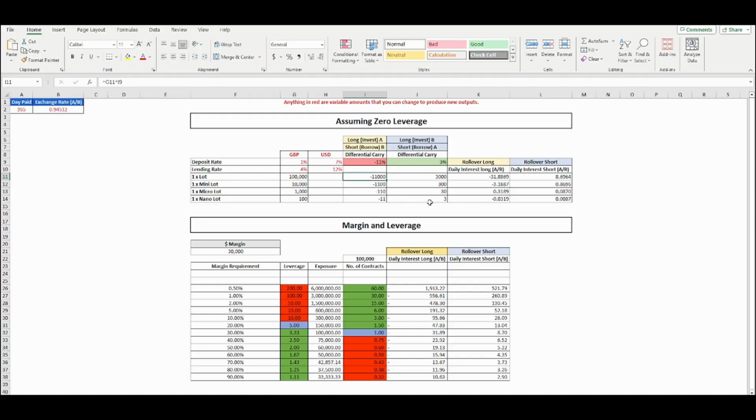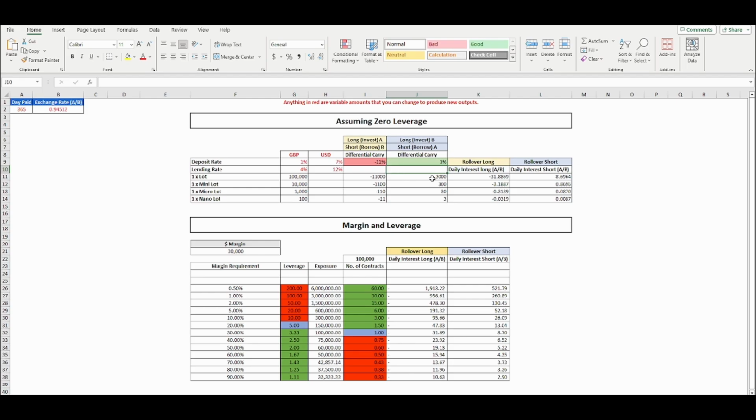And on the other column here, this is the blue column. This is if you were to actually short GBP USD at this present time with the current deposit and lending rates of both assets. So if you were to go long currency B, which is USD, and short currency A, which is GBP, the difference is positive 3%, because remember, you are essentially minusing 4% by 7%.